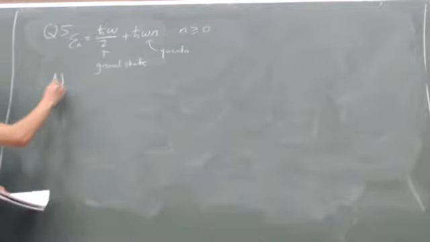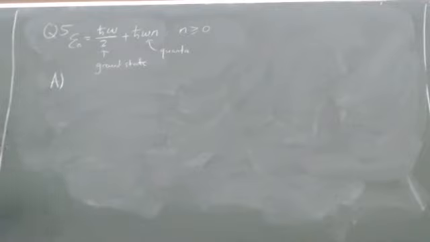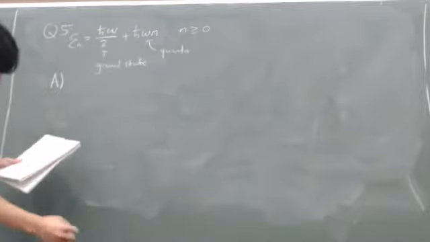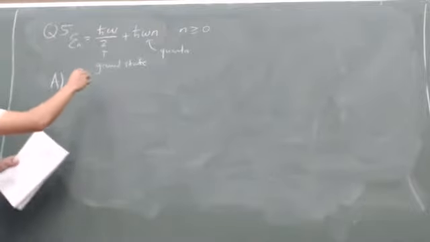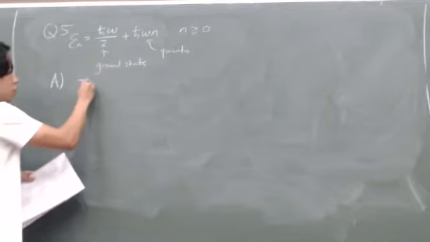Okay, we need to find, for part A, the number of microstates for a given macrostate. So, okay, in this case, let's think about a total of m particles.